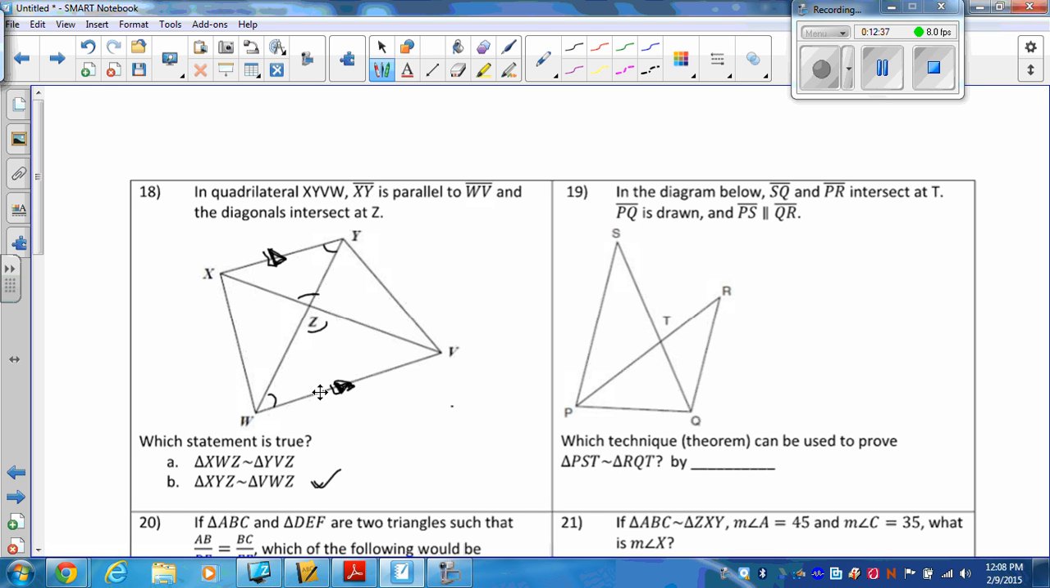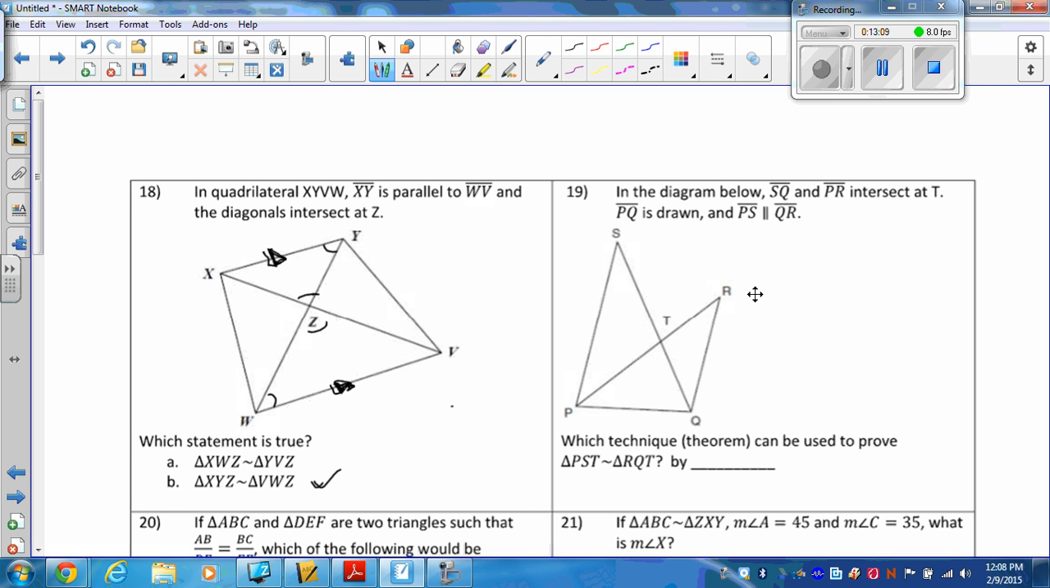Because these two lines are parallel, we know that this angle and this angle match. So it's XYZ and VW, because this angle matches this angle. Again, we don't really know anything about these angles because of the transversal.